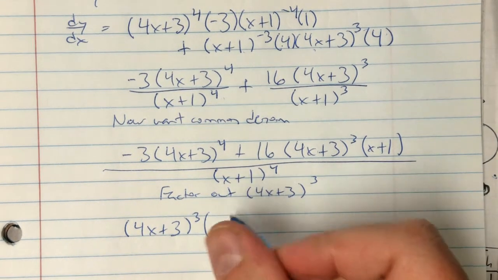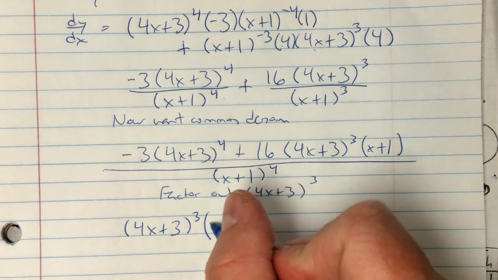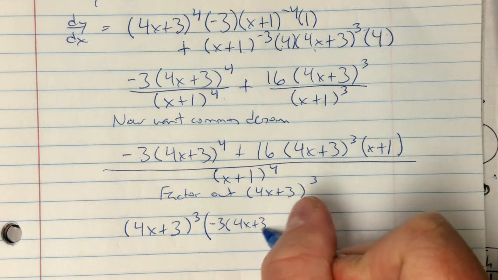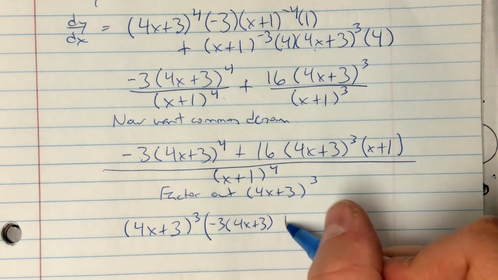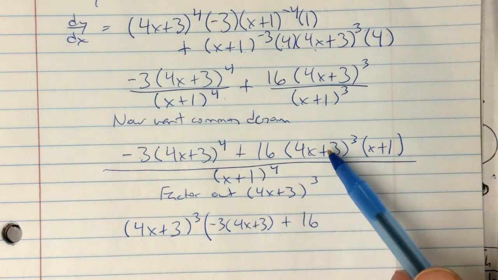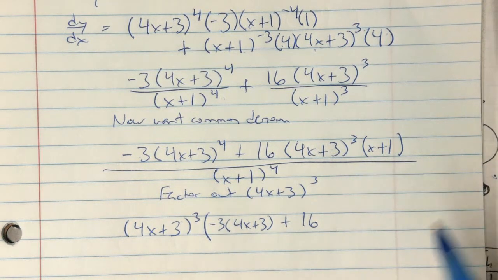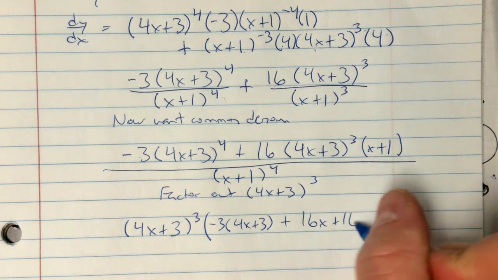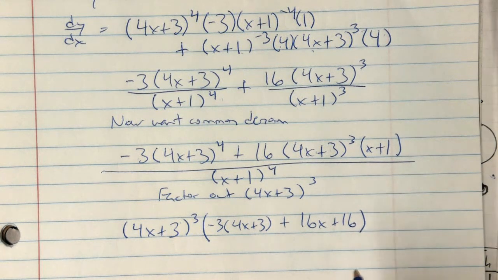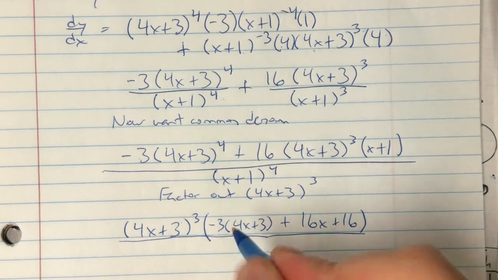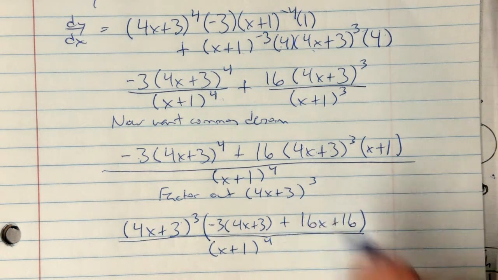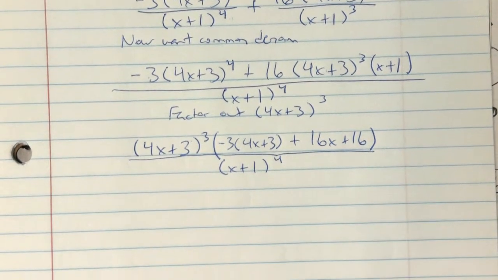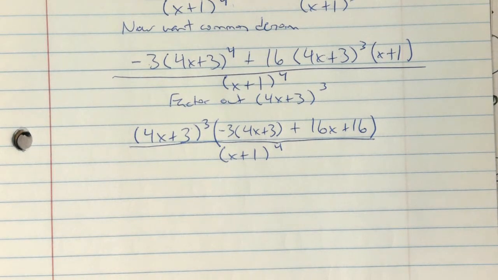Then we have our parentheses, negative 3 times one of those, plus 16. Then this was already factored out, so we just need the times x plus 1. So that's 16x plus 16 over x plus 1 to the 4th. Any questions on there?